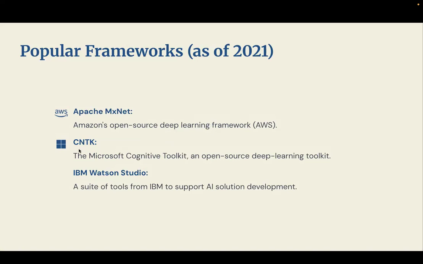Okay. And then the next one is CNTK. The CNTK is the Microsoft Cognitive Toolkit. The abbreviation is Cognitive Toolkit. It is also an open source deep learning toolkit. So it contains a lot of tools that you can use to create your own AI systems. And then IBM's offering is IBM Watson Studio, which is also like CNTK, which actually gives you a set of tools from IBM to support AI solution development.